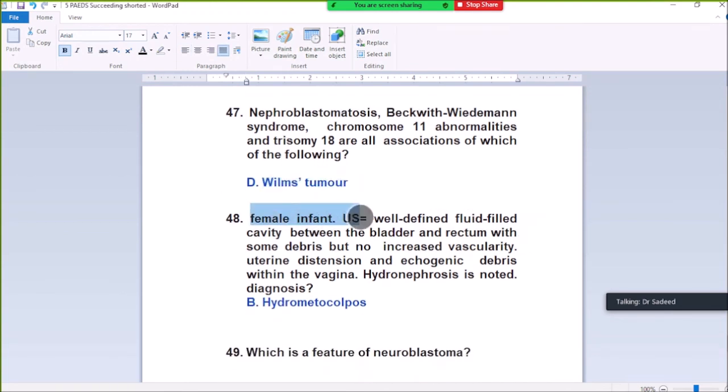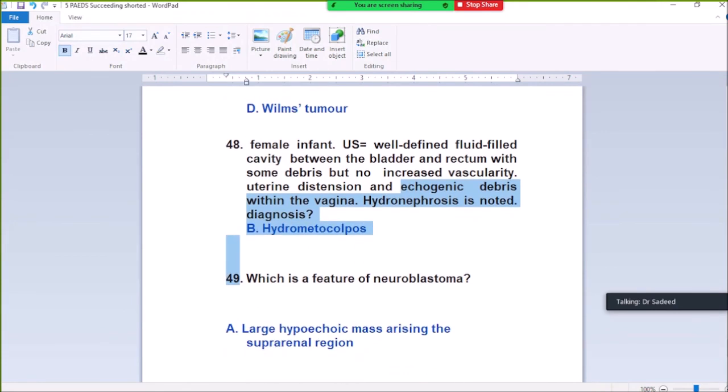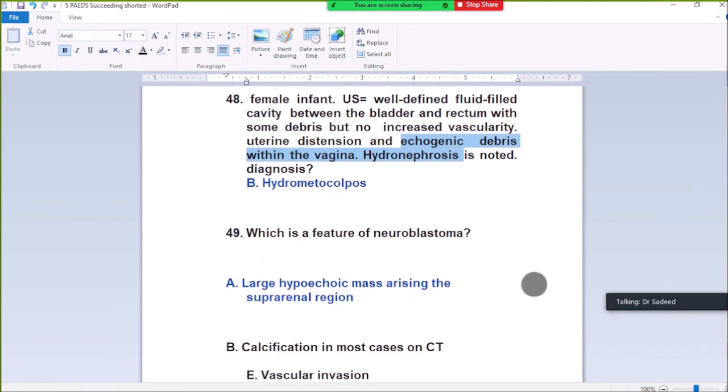48. Infant pelvic ultrasound shows a well-defined fluid-filled cavity between the bladder and rectum with some debris but no increased vascularity. Uterine distension, echogenic debris within the vagina, and a diagnosis of hematometrocolpos. The hint is that there is echogenic debris within the vagina, so hematometrocolpos.